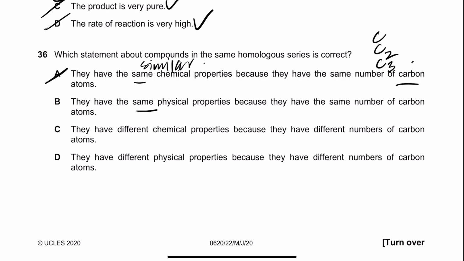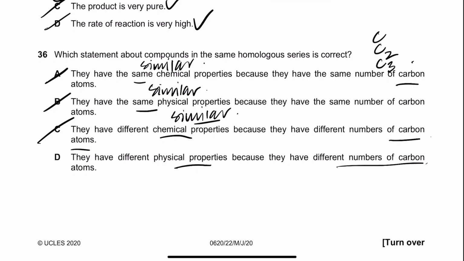They have the same physical properties? No, similar physical properties, right? So B is also wrong. They have the same number of carbon atoms? No, again they have a different number of carbon atoms. They have different chemical properties because of different numbers of carbon atoms? No, because of the different number of carbon atoms, they have different physical properties. As the carbon atoms increase, the state changes. So it only affects the physical properties. The chemical properties are similar. They don't have different chemical properties. Then what is the use of the homologous series? So C is wrong. They have different physical properties because they have a different number of carbon atoms.